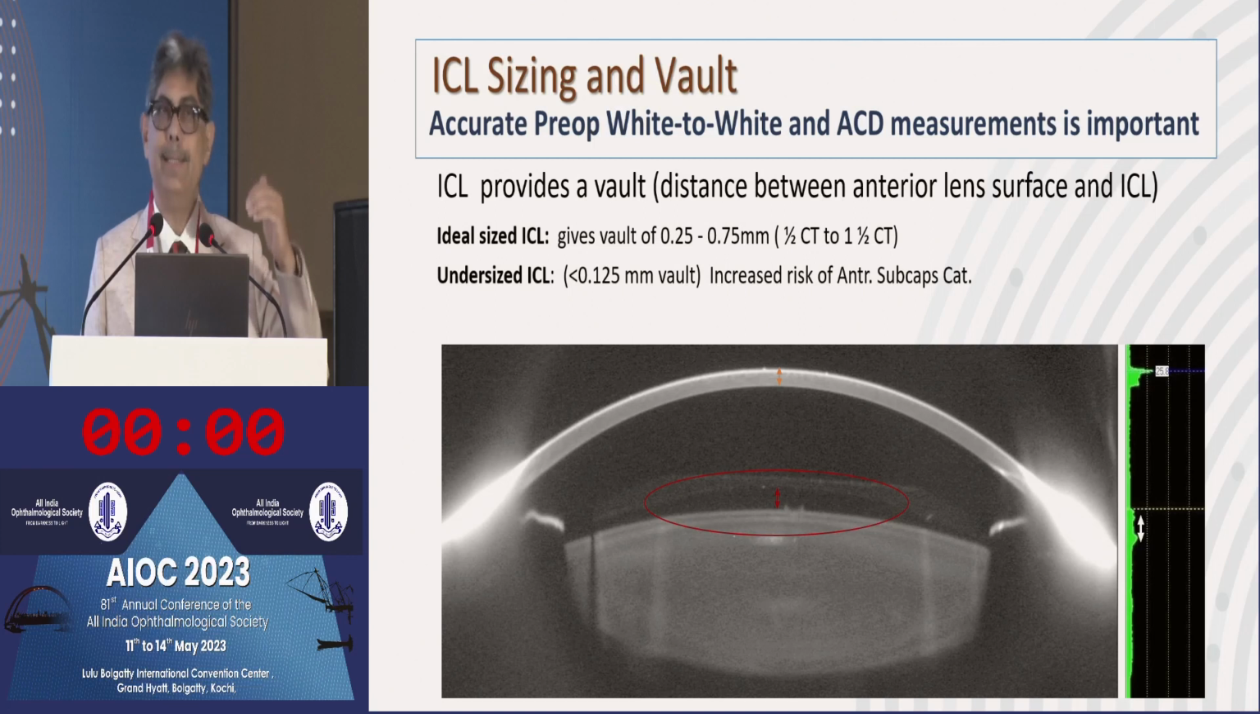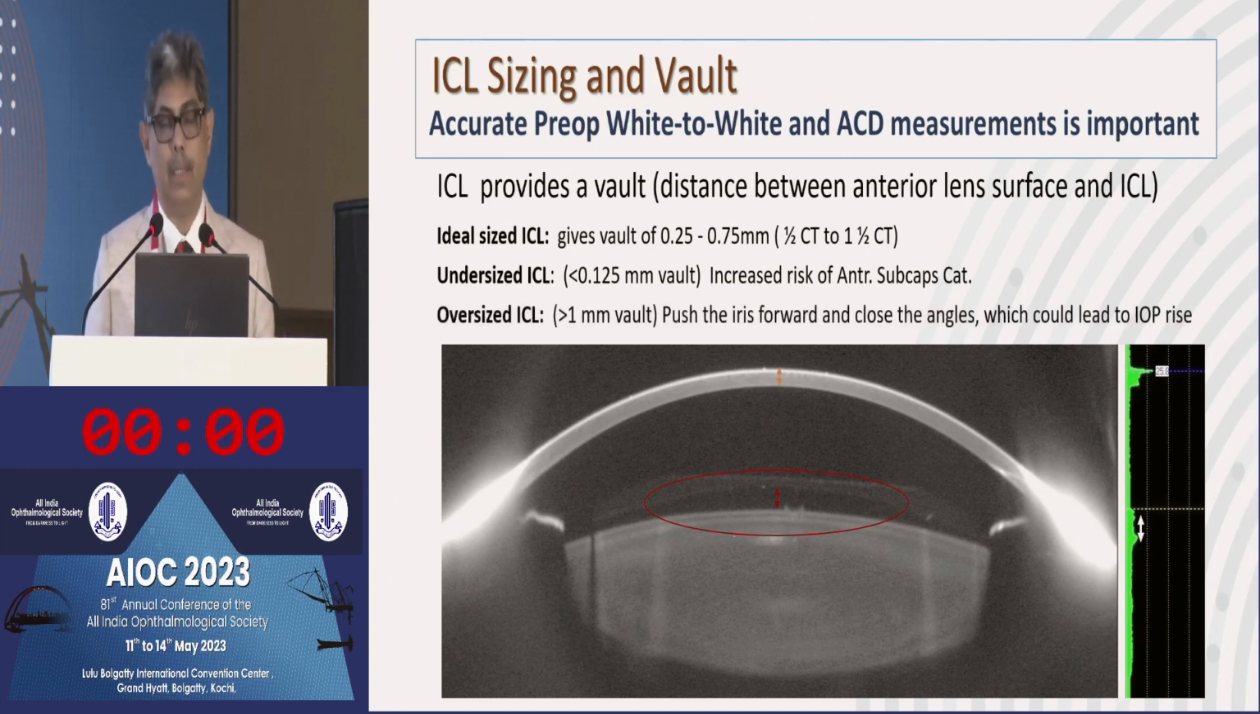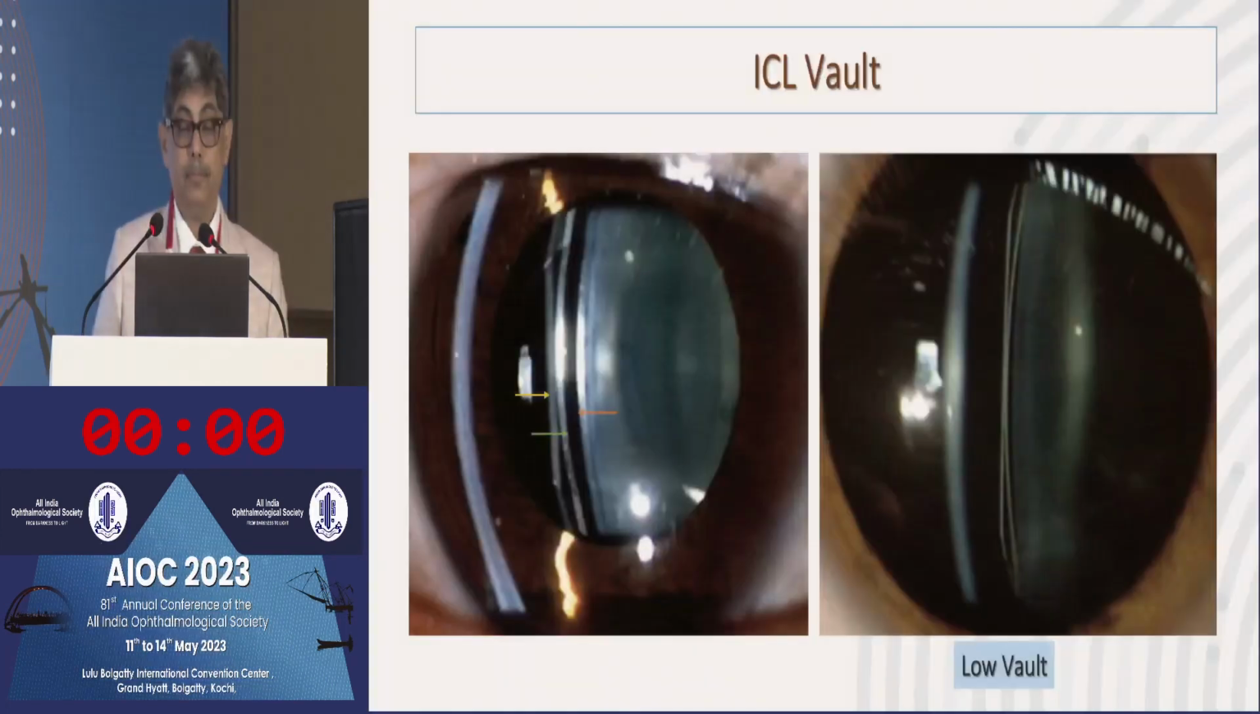If it is below 0.125 millimeter, then it is a low vault, and it can cause anterior subcapsular cataract. And if it is more than 1 millimeter, or double the corneal thickness, then there is a chance of development of corneal problems, glaucoma and pigment dispersion. And this is the normal vault which we can see on the left side, and the low vault on the right side.